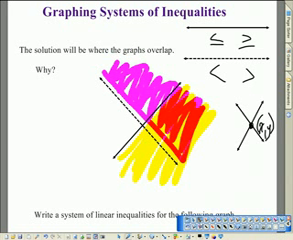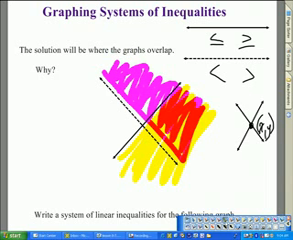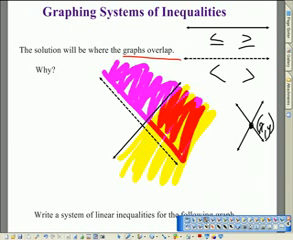But once you graph it, what are you looking for? What is your answer? Where the two shaded regions overlap. That is your answer. Just like the two lines met at an intersection point, here my shaded regions meet at an intersection. So where the two graphs overlap, and I'll outline it in green here, that's what I'm looking for now.